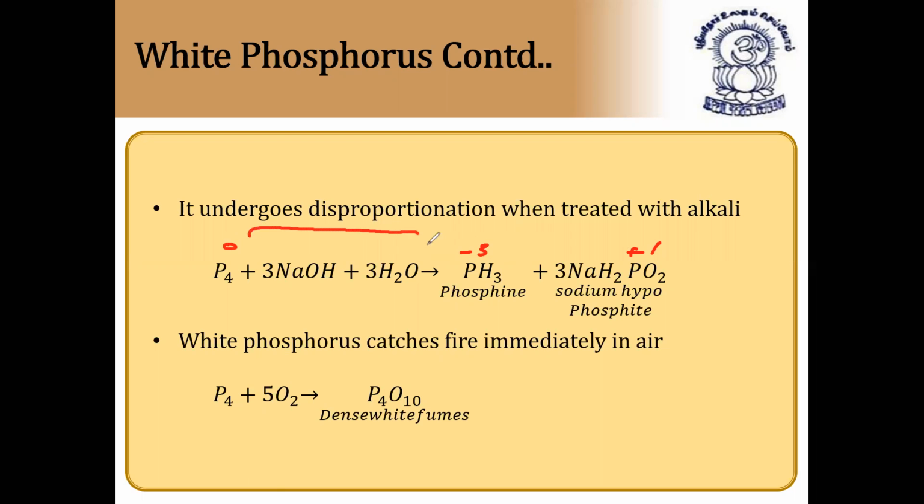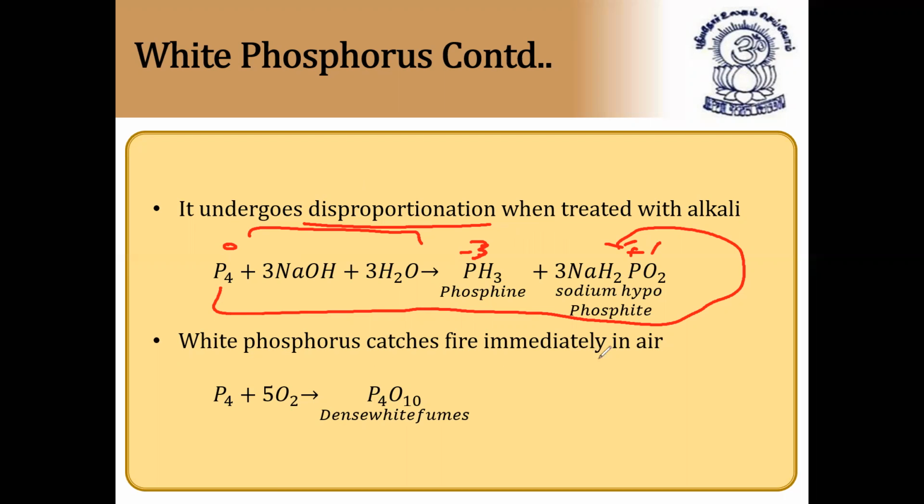which is a decrease in oxidation number, and from 0 to +1, which is an increase in oxidation number. So the same element is undergoing oxidation as well as reduction. That's why it is called a disproportionation reaction. What is a disproportionation reaction? If one of the elements in a chemical reaction undergoes oxidation as well as reduction, it is called a disproportionation reaction. So here white phosphorus undergoes a disproportionation reaction when treated with alkali.